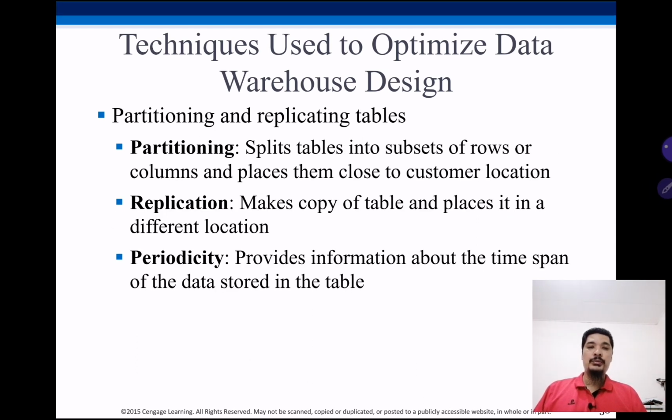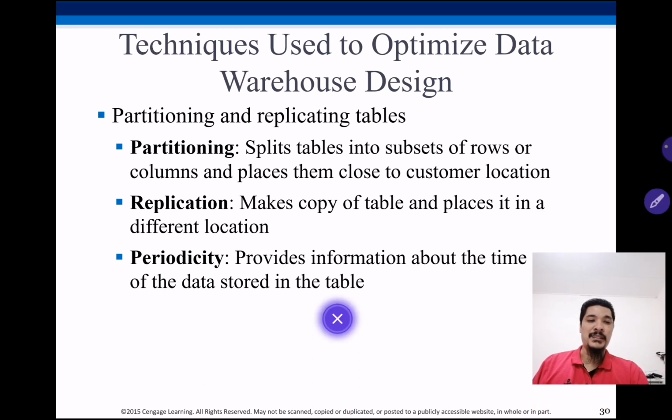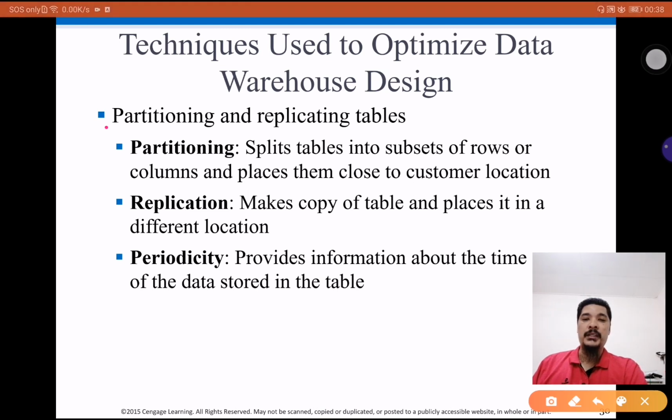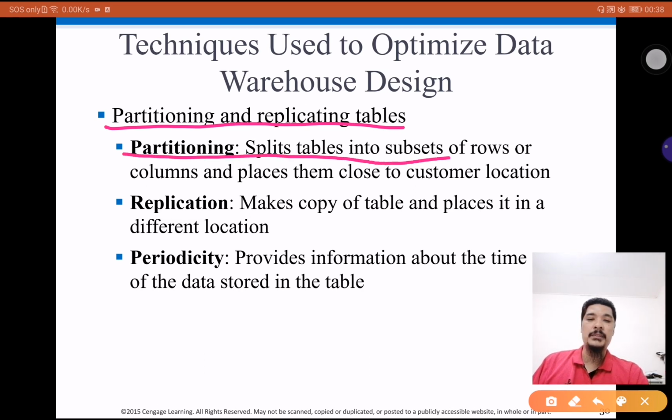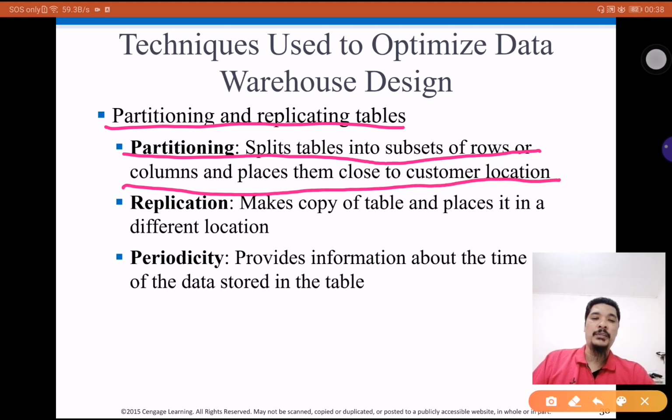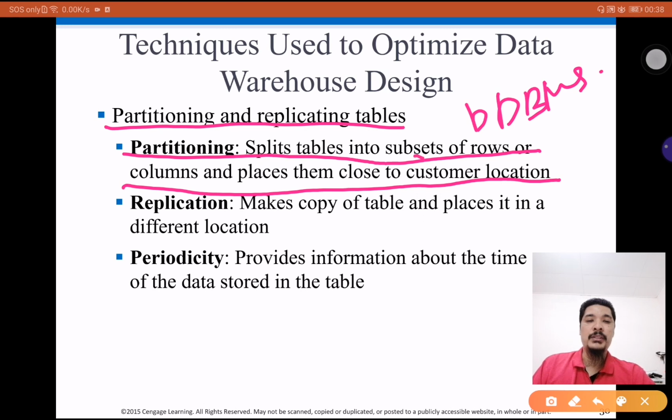Okay, techniques used to optimize data warehouse design. Macam mana kita nak optimizekan data tersebut? So number one, we can use partition and also replicating tables. Partitions mean splitting tables into subsets of rows or columns and placing them close to customer location. We talk about this in distributed database management system, so saya tak nak cerita detail-detail sangat. We can partition the table, kita splitkan dia, and then pass the split to the customer location. Contoh Shah Alam akan pass data-data Seremban kepada Seremban.